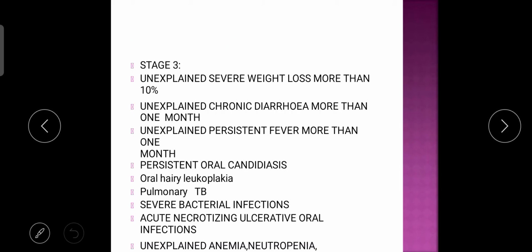Next, in stage 3, there will be unexplained severe weight loss of more than 10%, unexplained chronic diarrhea for more than 1 month, unexplained persistent fever for more than 1 month, persistent oral candidiasis, oral hairy leukoplakia, pulmonary tuberculosis, severe bacterial infection, acute necrotizing ulcerative oral infection, or unexplained anemia and neutropenia. These are the things you can notice in stage 3.